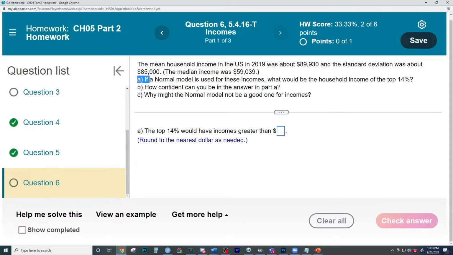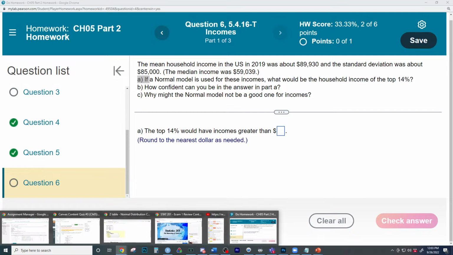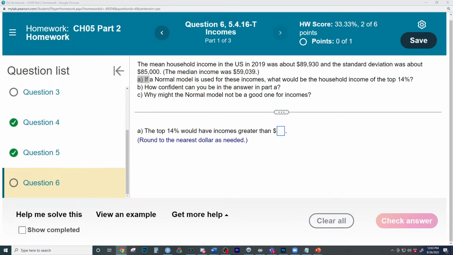So if we did use the normal, we need to go over to the David M. Lane applet. Here, let's get Mr. David M. Lane on the screen for us right here.